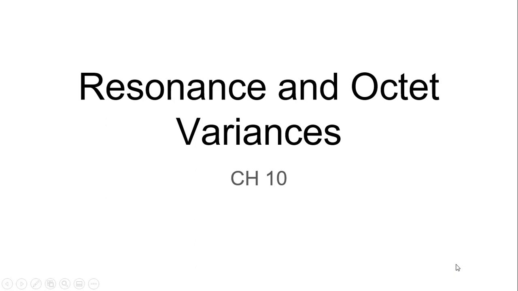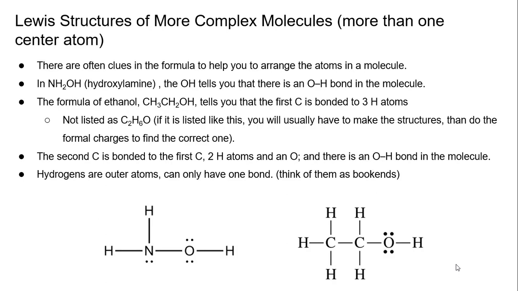Hi class, so today I'm going to be discussing resonance and differences in octet variances, meaning compounds or atoms that do not meet the octet rule and others that exceed the octet rule. And some of these are going to be important for next chapter because we're going to start studying their shapes. Okay, so Lewis structures. This is not to do with really resonance or octets, but it's something I wanted to cover in a couple slides.